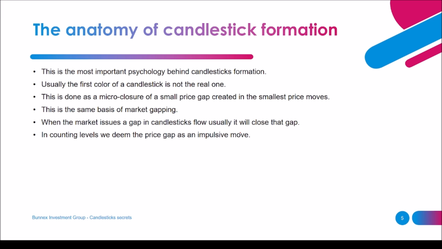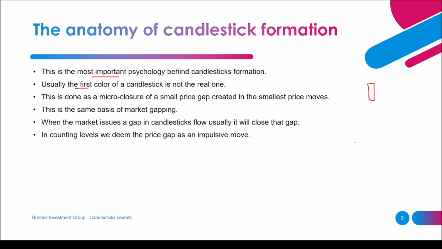Then from there, we move to the anatomy of candlestick formation. This will give you an idea of how these candlesticks actually get formed on our charts. The most important psychology behind candlestick formation is that the first color of a candlestick is not the real one. If you tune your time frames to the M15, M5, or M1, you may notice that when a candlestick is forming, it usually starts with a different color to the color that it is going to close with.